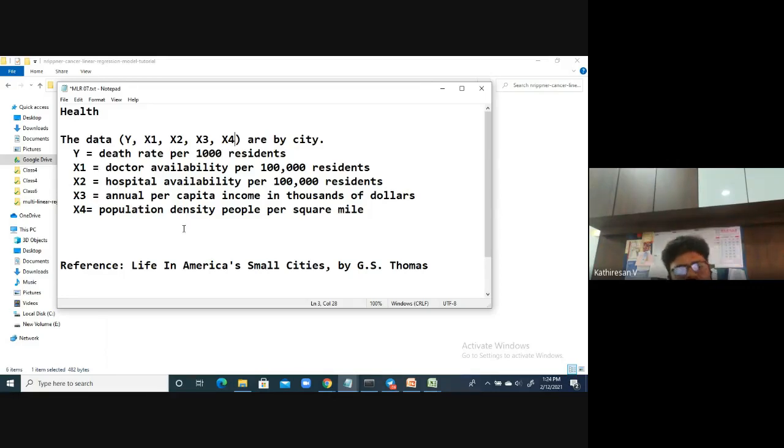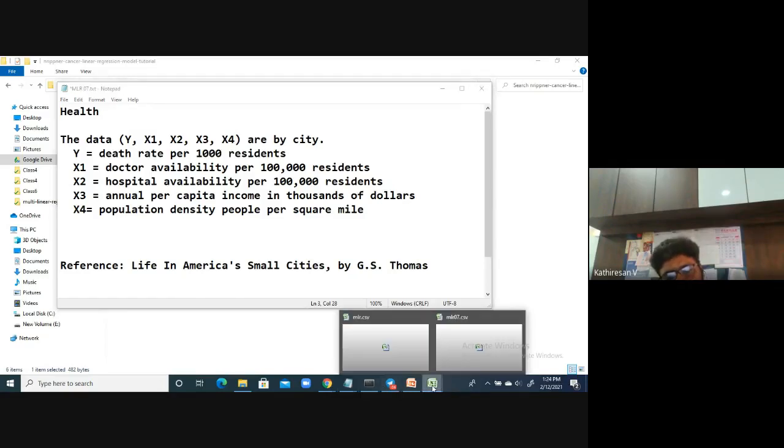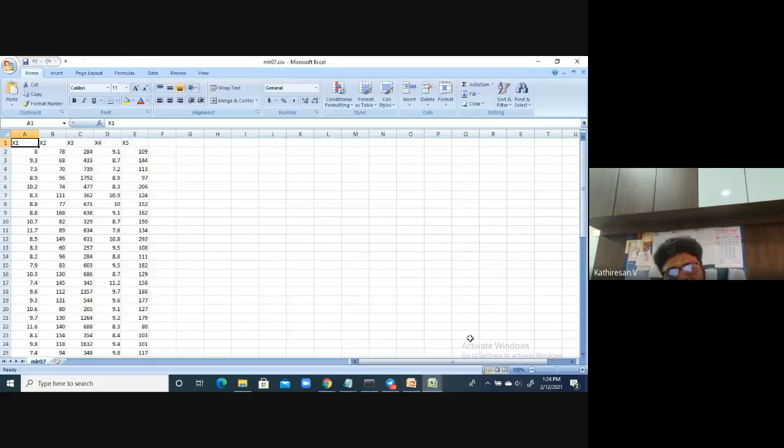These are all the data. x1 is doctor availability, x2 is hospital availability per 1 lakh residents. So based on the doctor's availability, hospital availability, annual per capita income, and population density, you have to find the death rate per thousand residents. This you have to predict. Take this as a training data set.